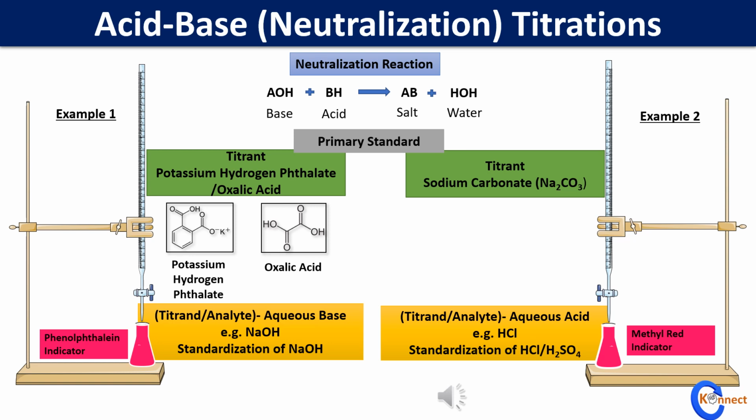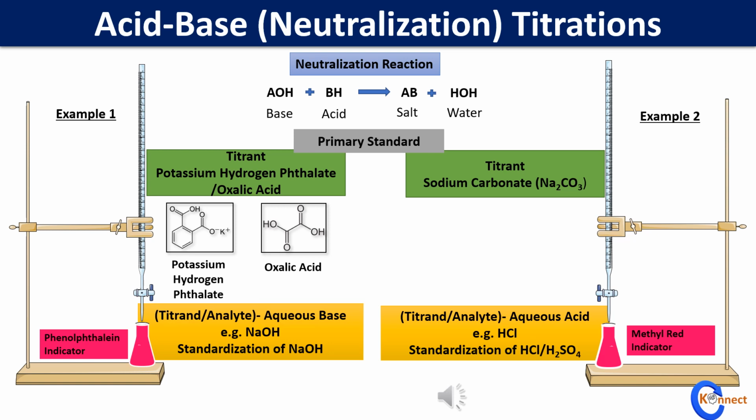As NaOH is an aqueous base, it has to be titrated with aqueous acids only. Hence, we are using potassium hydrogen phthalate or oxalic acid as acids and as primary standards. Why primary standards? Because purity of both potassium hydrogen phthalate and oxalic acid is higher than 99.9%.